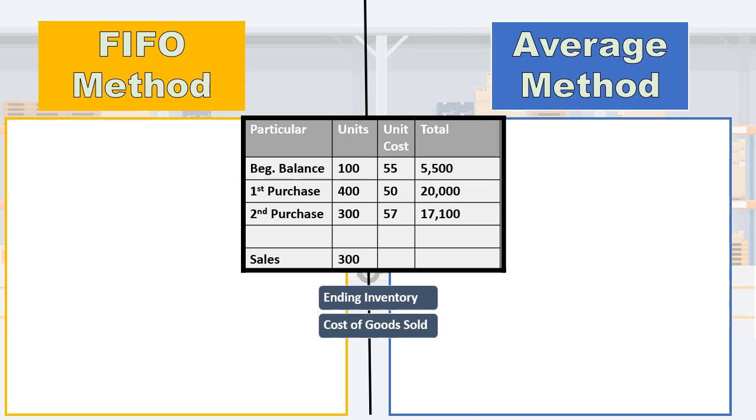So, ang crucial po niyan is to determine natin how many units are left in the production or how many units are left in the business and how many units are sold dun sa ating customer.